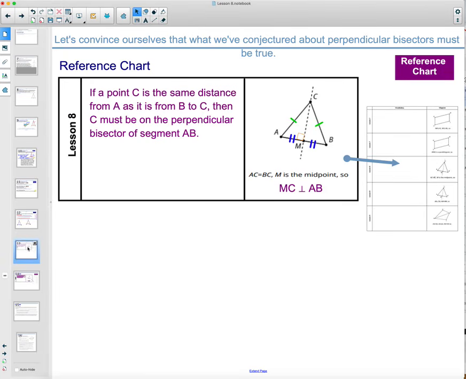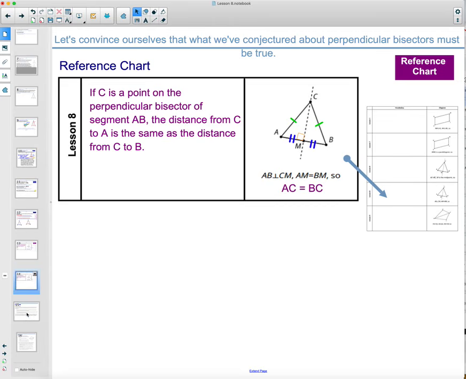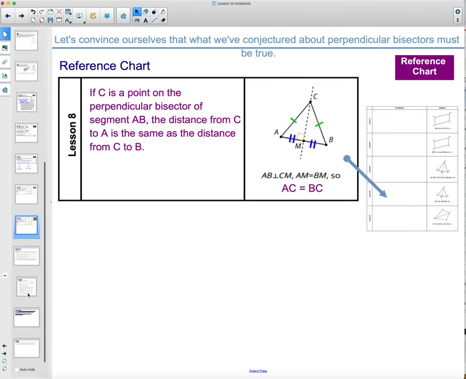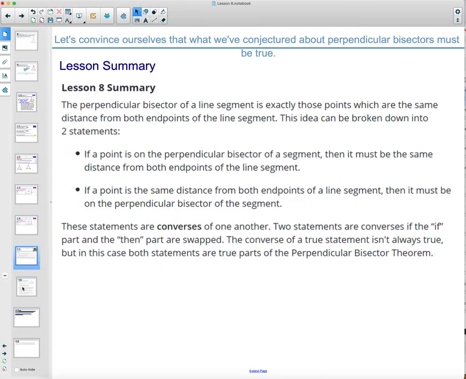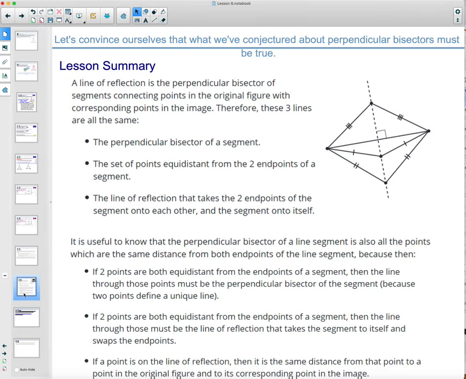All right, you can write this in your reference chart, so you can pause, get this written down. And then you can pause and get this written down. And then you can read through your lesson summary in your student workbook and see all of the details about what you looked at today.